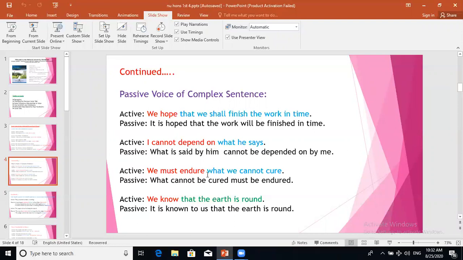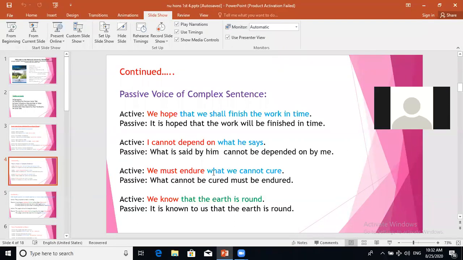Active voice, look at this one. We must endure what we cannot cure. That is another complex sentence. We must endure. Endure means tolerate. We must endure what we cannot cure. The answer is, what cannot be cured must be endured. So both of the parts have been changed into passive. We must endure, this is the verb endure, and this is the object of this verb. What we cannot cure is another subordinate clause. This clause's voice changes to what cannot be cured. You know, can, could, shall, should, may, might take the word be to become passive. So what cannot be cured, this is in the position of the subject now, must be endured. By us is not necessary here.